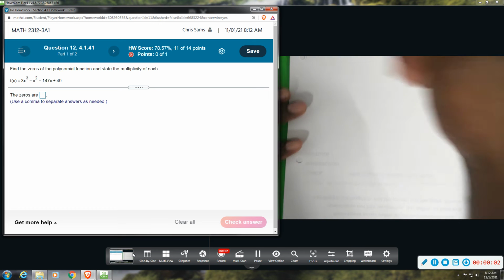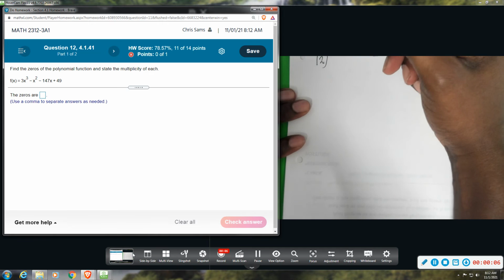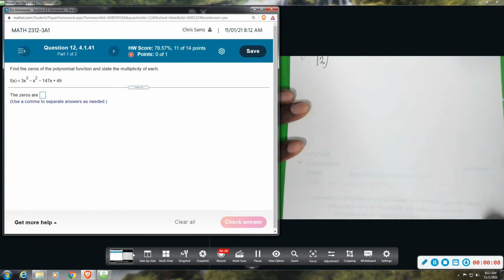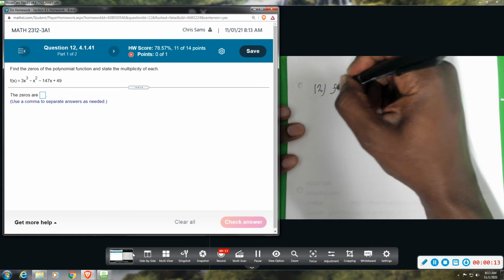All right, number 12, we want to factor. We're going to be doing a different method, factor by grouping. Let me pull this down a little bit. Whenever we have 4 terms, we're going to do a different method of factoring.